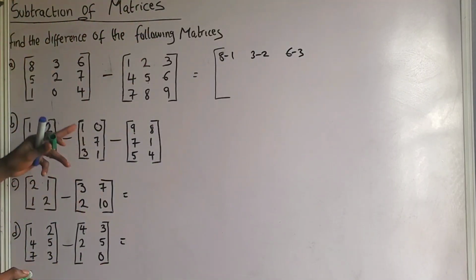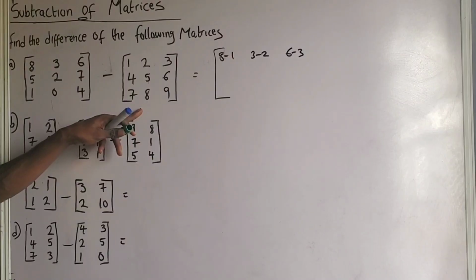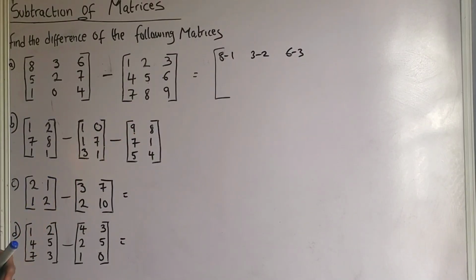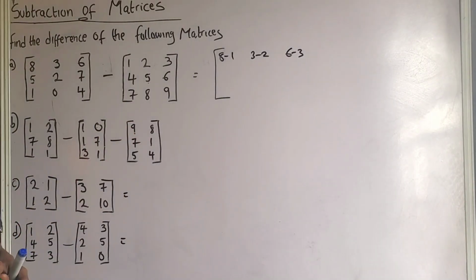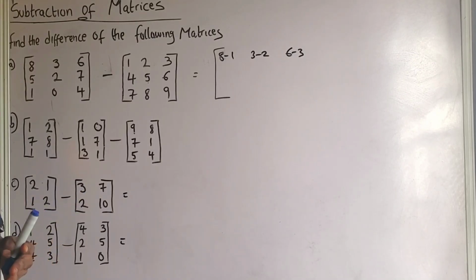I hope you know that both matrices have the same order. You understand? That is why it is easy and possible to subtract them. If they didn't have the same order, don't bother yourself. You cannot take their difference. Are you getting it? So pay attention to that.